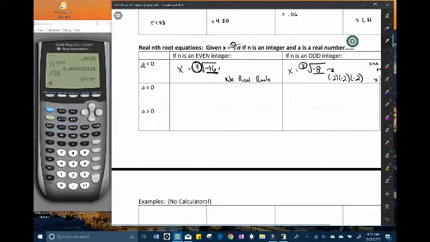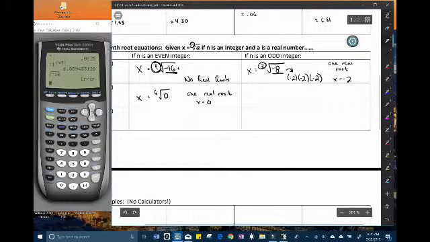Now what if it is equal to 0? So let's say x is equal to the 6th root of 0. Well, in that case we have one real root, which is just 0. Similarly, this works as well for 5. If you take the 5th root of 0, well, 0 times itself 5 times, you have one real root, and that's x equals 0.